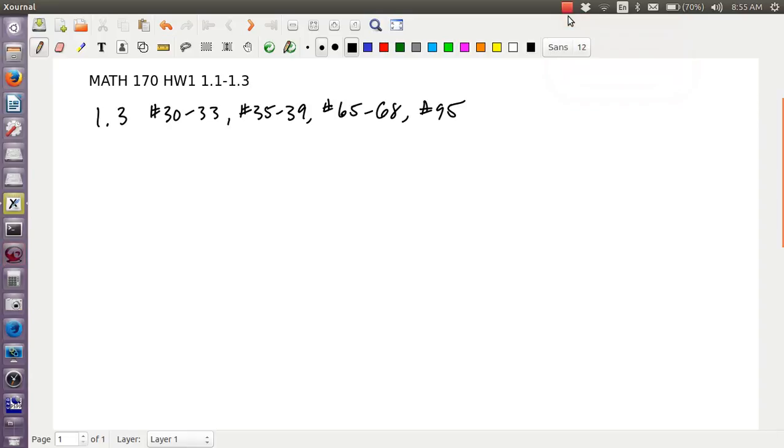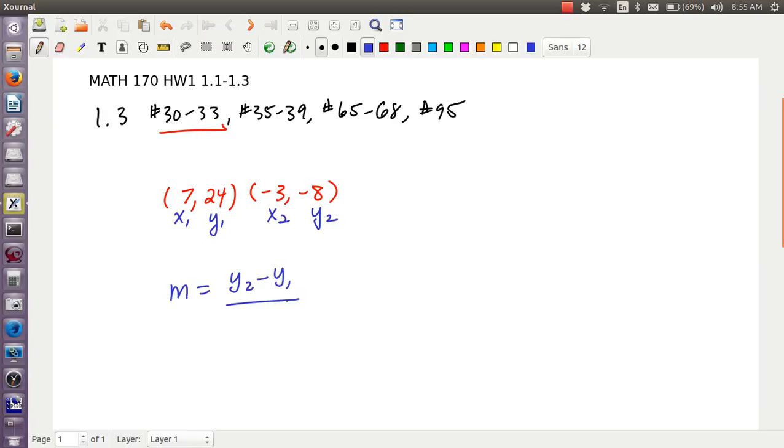Okay, so this is section 1.3 questions, and so of the style 30 to 33, these are finding the slope of a line through 2 points. Most people know how to do this, but I'll just give an example. If you're given the points like 7, 24, and -3, -8, anything you like, we can label these points x1, y1, x2, y2, and then the slope is just the change in y over the change in x.